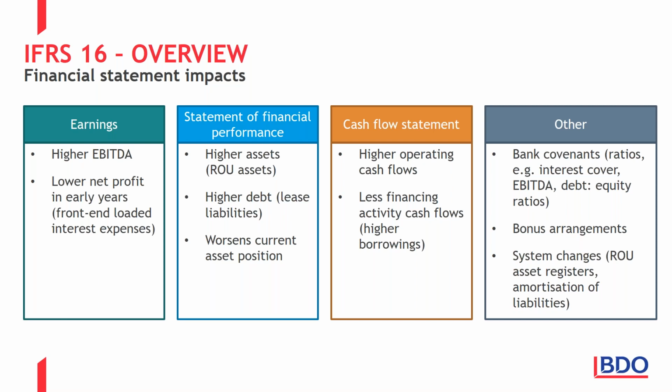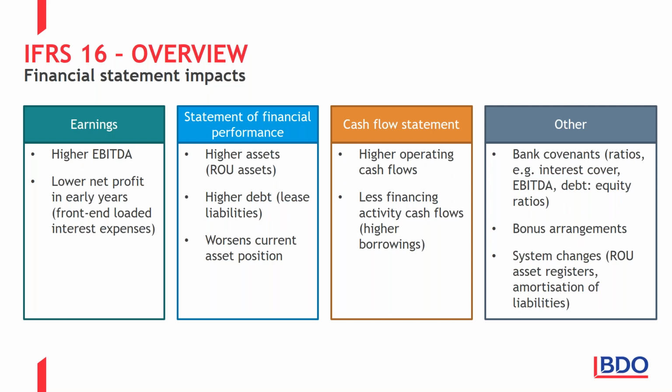A few other implications. The new leases standard could have an impact on your bank covenants, depending what they are. What are the ratios in your bank covenants? We know the new standard could have an impact on bonus arrangements, and maybe entities should think about how they structure bonus arrangements of senior staff and key management personnel.